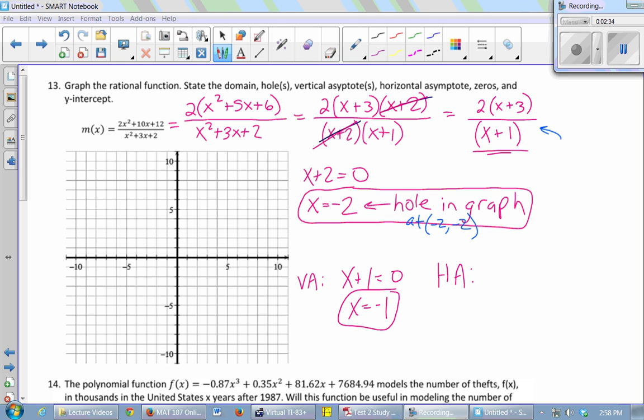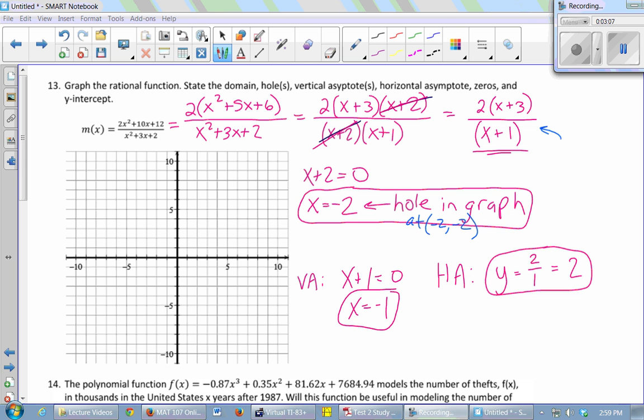Horizontal asymptote, I have to compare the degree of the numerator and the denominator. Since they are the same in this case, the asymptote is at y equals 2 over 1, the ratio of leading coefficients. So y equals 2 is my horizontal asymptote. There are other rules for horizontal asymptotes for when the degree of the numerator is smaller and when the degree of the numerator is bigger than the degree of the denominator. So if you don't know those, you should look those up.